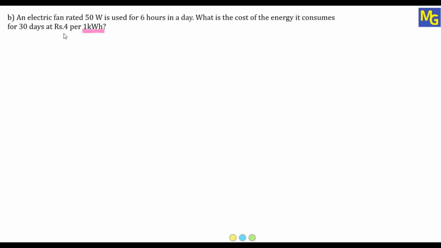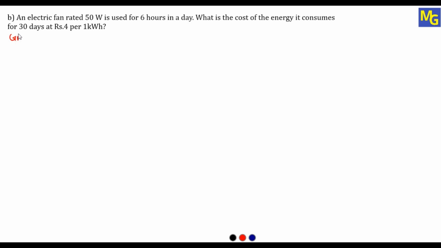So whatever cost is given, that is 4 rupees per 1 kilowatt hour. So here it is in kilowatt hour, and whatever power is given, it is in 50 watt. So first we have to convert this power which is in watt into kilowatt, and then we can start solving this question. So let's write down first what all given values.